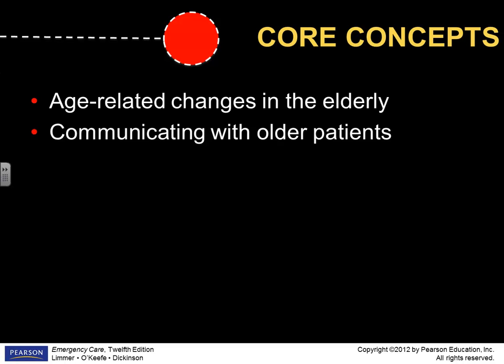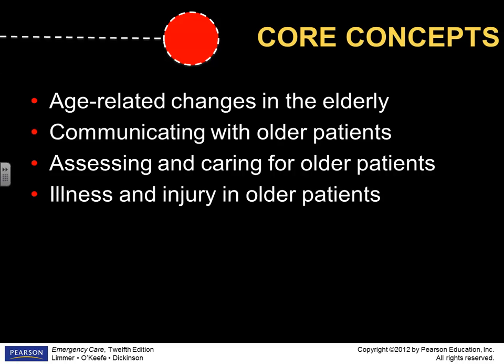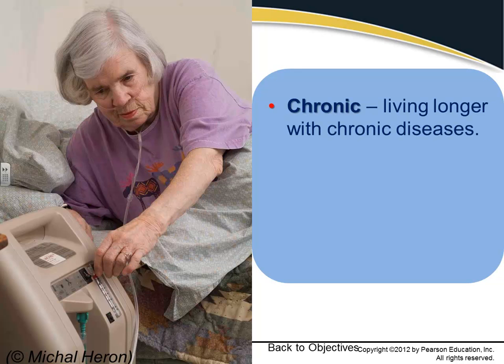We're also going to talk about how to communicate specifically with older people. Just because they're old, it doesn't mean they can't hear, doesn't mean they can't see, it doesn't mean that they don't know exactly what you're talking about. But sometimes we may have to communicate with them a little bit differently. We're going to look at doing assessments and providing care for your elderly population, because they are going to be a little bit different. We're going to look at specific injuries and illnesses that we see with the older population, not quite so much as we do with the younger people.